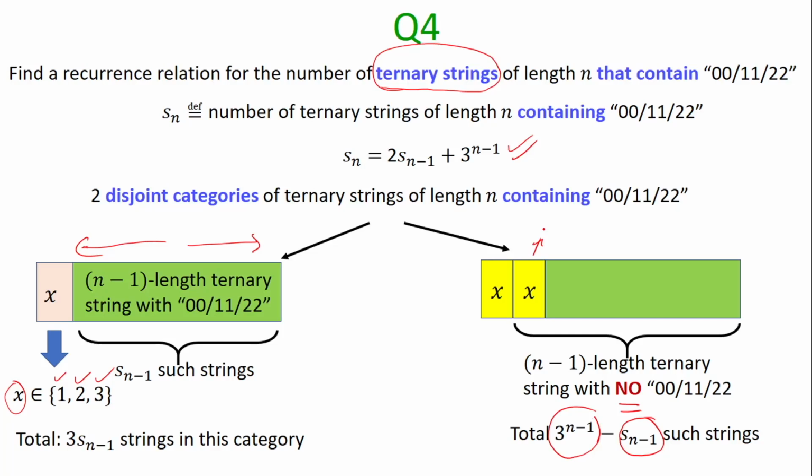And the only way I can do that is to put the same character x at the beginning of the string as well. That will ensure that the overall length of the string becomes n, and I will then have an occurrence of either 0, 0 or 1, 1 or 2, 2. So how many strings of this category will I have? It will be exactly this value, because I don't have an option for x here. Once this x is frozen, I have to repeat the same x at the first position. So that's why the total number of strings in this category will be this. And if I sum these two things, I get this recurrence condition.